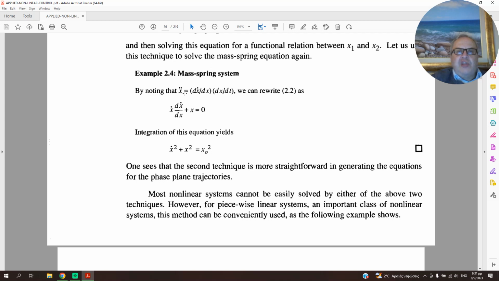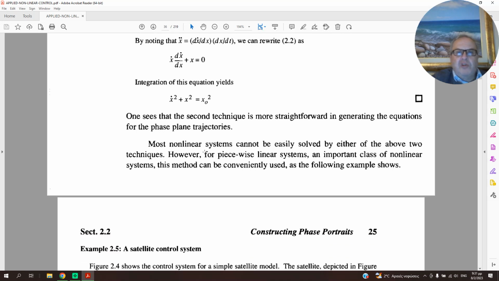By noting x dot equal to this, we can rewrite 2 as follows. If you integrate this equation, this integration yields this. One sees that the second technique is more straightforward in generating the equations for the phase plane trajectories. Most nonlinear systems cannot be easily solved by either of the two aforementioned techniques.